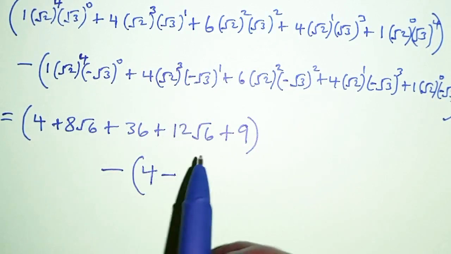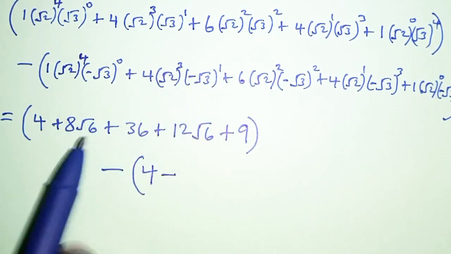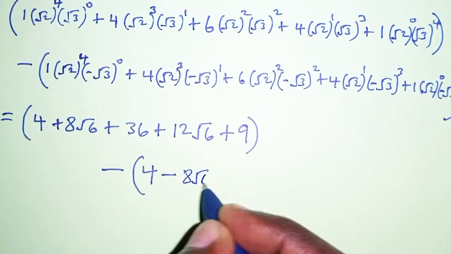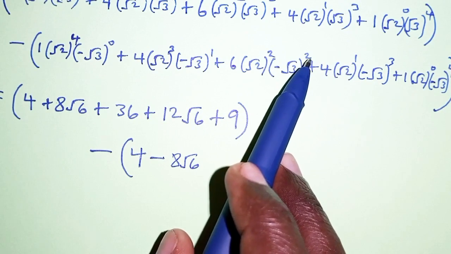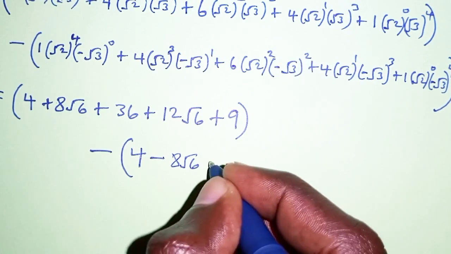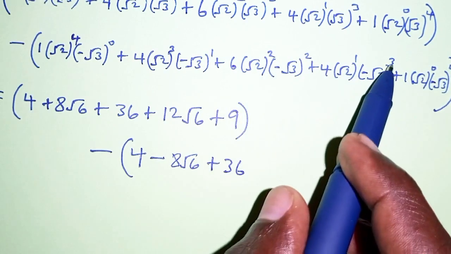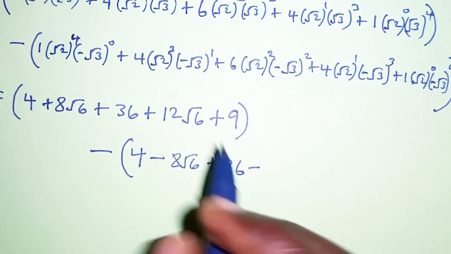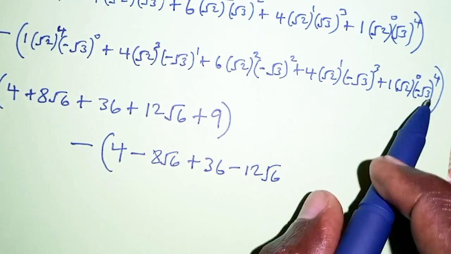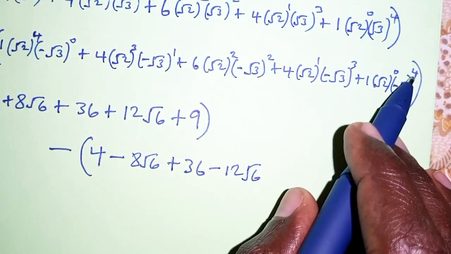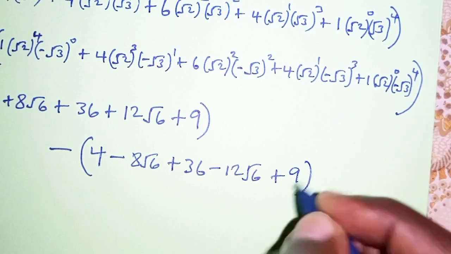So we have negative. And then we still have this. When we work out this part, we get 8 root 6. And then the next one, this is even. So we expect plus. So we have plus 36. And then the next one is odd, so we expect negative, so negative, and then the next term is 12 root 6. And finally, the next one is even, so we expect positive, and the result there should be 9.